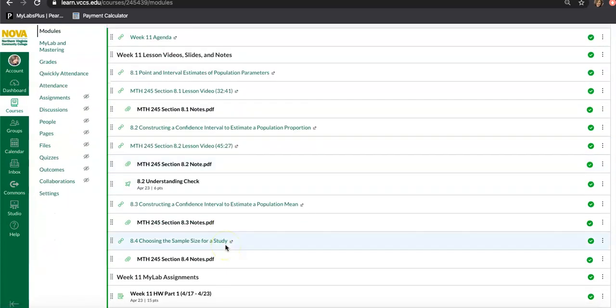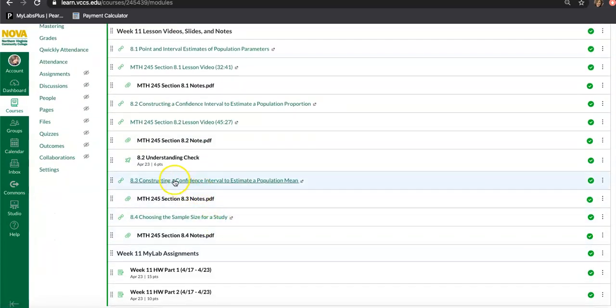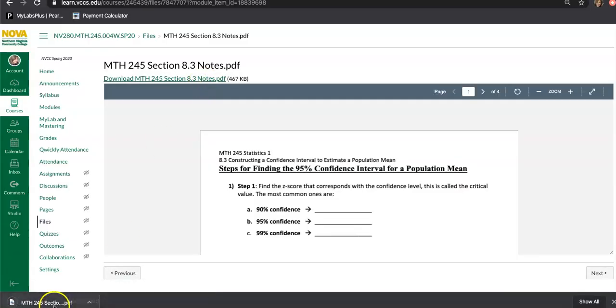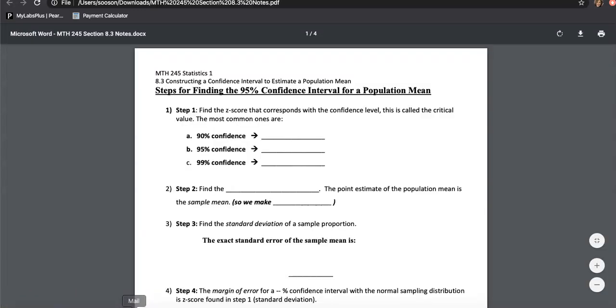All right, I'm here to go over 8.3 notes, confidence interval to estimate a population mean with you together. I don't think I have enough examples, like the ones that you will see on your homework.